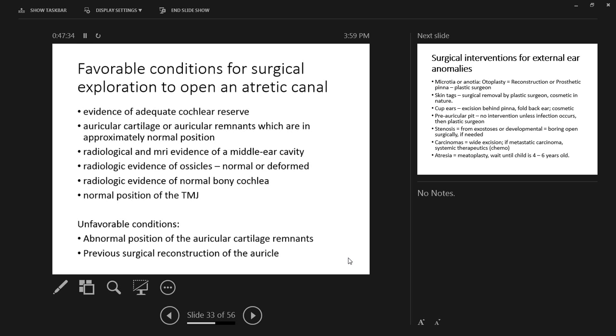Unfavorable conditions would be abnormal position of the auricular cartilage, and if there was a previous attempt for surgical reconstruction. Likelihood of being able to do it successfully after that is not so fantastic.